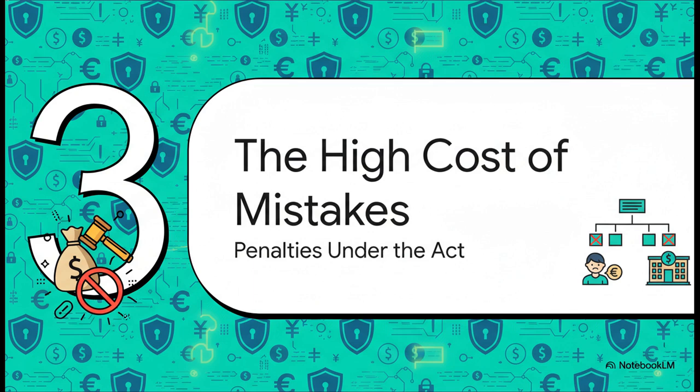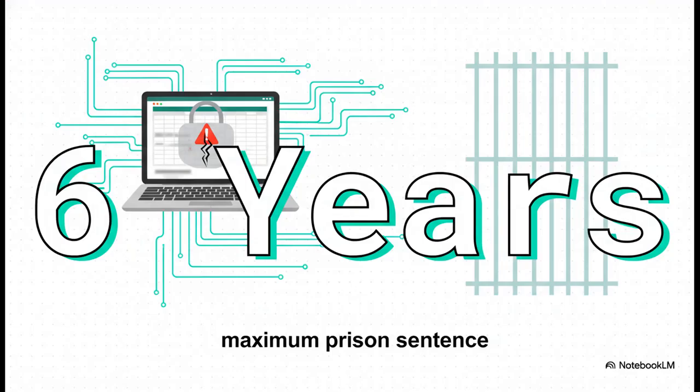Honestly, understanding the cost of a mistake is the best way to make sure you never make one. Let's just let that number sink in for a second. 6 years. That's the potential maximum prison time for something like accessing sensitive personal information just because you were negligent. We're talking about something as simple as leaving your computer unlocked with a file open that has employee medical info. It could lead to this.